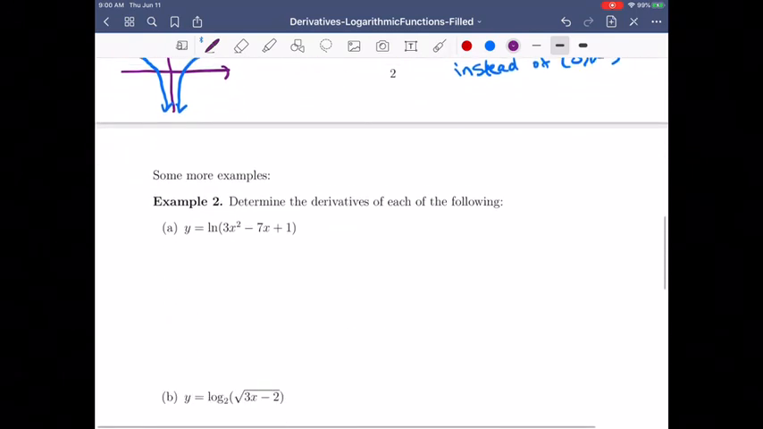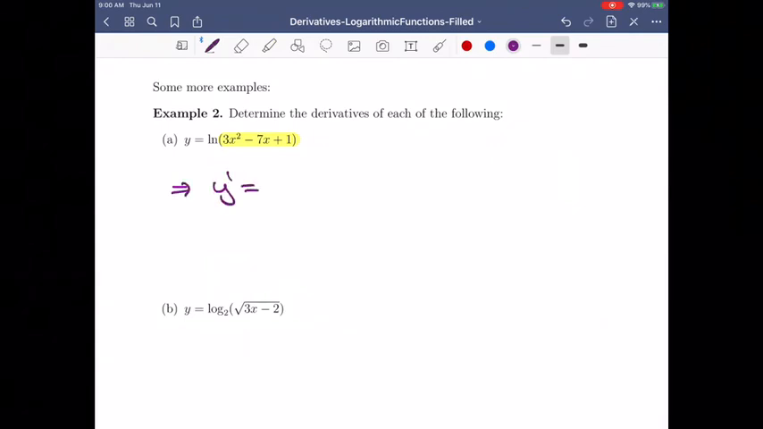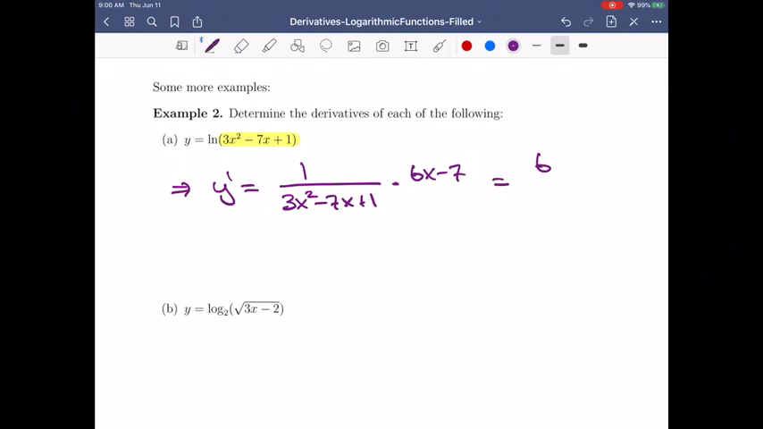Okay, a couple more examples using these rules. If I want the derivative of ln of this polynomial, this is my inner function. Because it's ln, I'm going to do 1 over the inside, times the derivative of the inside, which you could put together as the derivative of the inside over the inside.